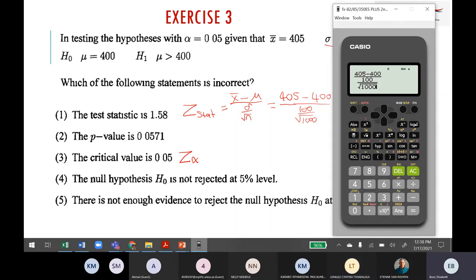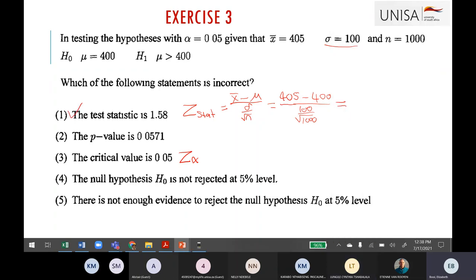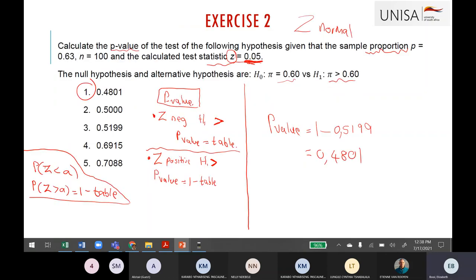And the answer you got is 1.58, which is option number one. Yeah, this is correct because it's 1.58. Now, the next question says we need to find the p-value. Since the p-value is greater than, it means we need to say 1 minus the value we find on the table. Remember this information: if it's positive and it's greater than, it's 1 minus the value we find on the table.